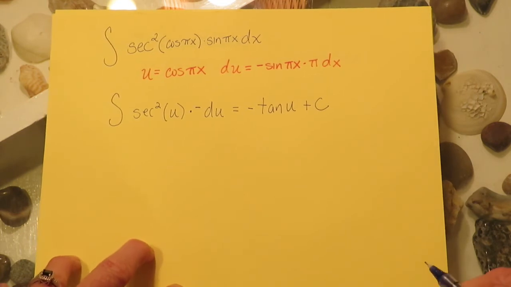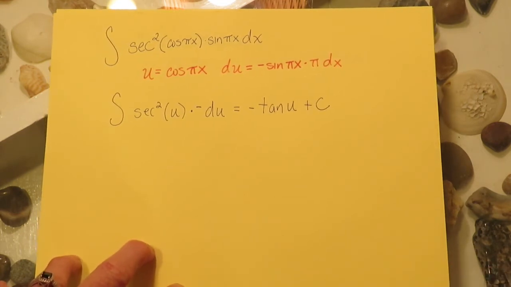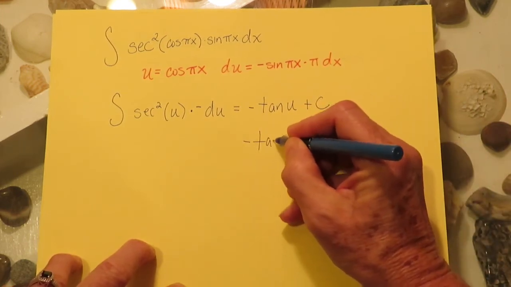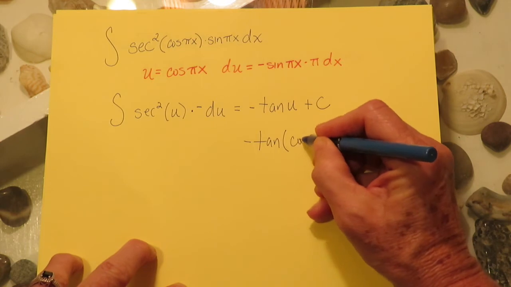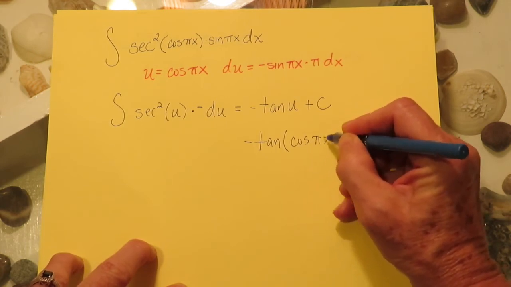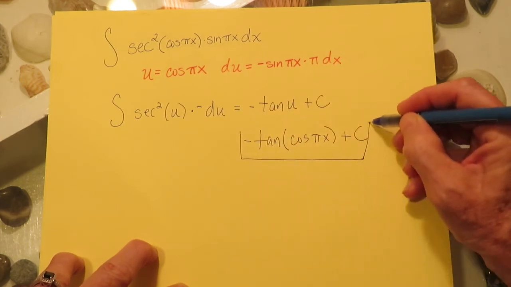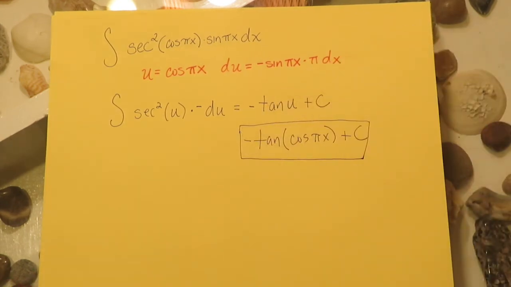But I started off with x's and not u's, and so I'm now going to replace the u with what u equals, which is cosine of pi x, and plus my arbitrary constant. That is my general antiderivative.